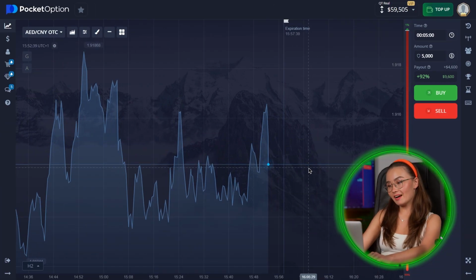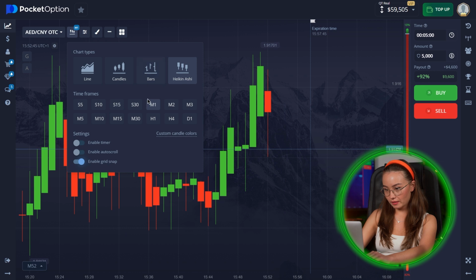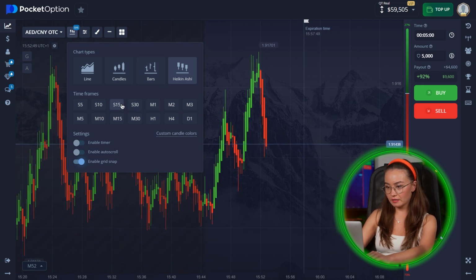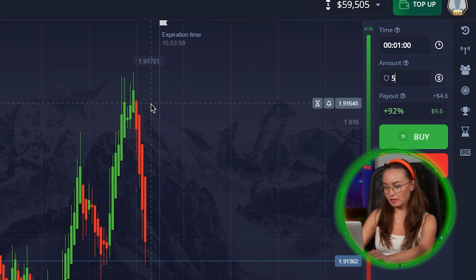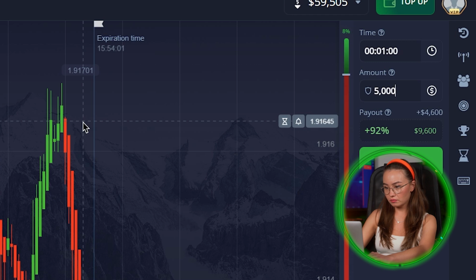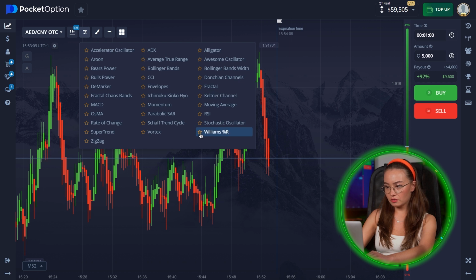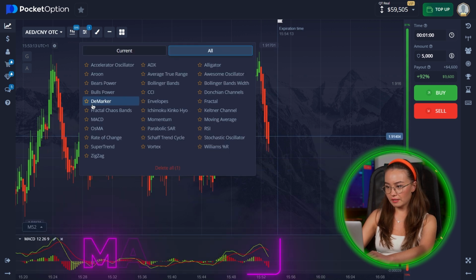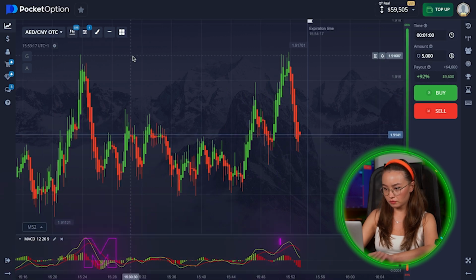First thing, I switch to Heikin Ashi candles. Then I select a 15-second time frame and set the expiration time to 1 minute. The investment amount stays at 5,000 each time. Next we go to the indicators tab. Here we need to select the MACD indicator. Leave the settings on default.